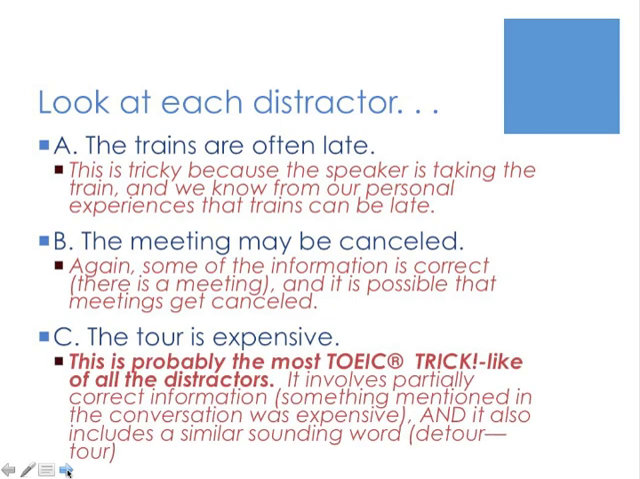C is probably one of the most TOEIC-like tricks on the test. It has some partially correct information. So for example, something was expensive, but it wasn't the tour. And of course, tour was the other trick. It is a similar sounding word. It was detour. So notice in each one of these, finding the answer was a little bit more difficult. Of course, the answer is D. But the idea here is that in each one of these, there's something that might be correct. We just have to get the information correct completely.